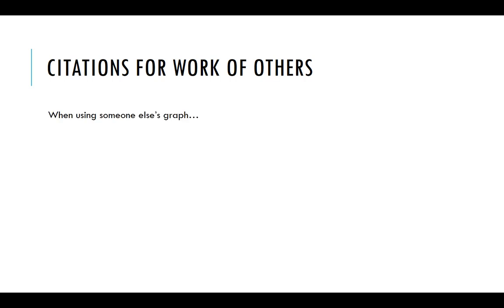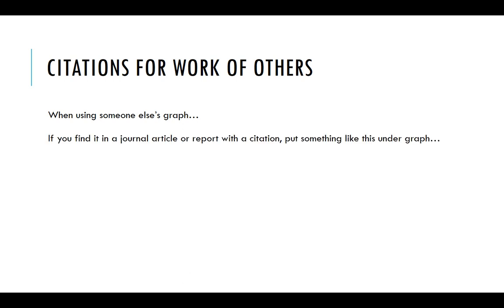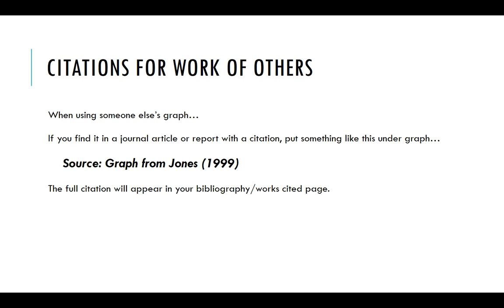Now, when using somebody else's graph, so somebody else has a really cool graph, you want to use it, obviously you need to cite it. So if you find it in a journal article or a report with a citation, then you have to put something like this under the graph. You'd have to say, here's this graph and the source, this graph is from Jones, 1999. And then remember, Jones, 1999, well, that full citation is going to appear in your bibliography or works cited page. So again, not going to apply to our work so much, but important to understand in general that if you incorporate a graph or a table from somebody else, you have to cite it under it, and you have to put the full citation in the bibliography.